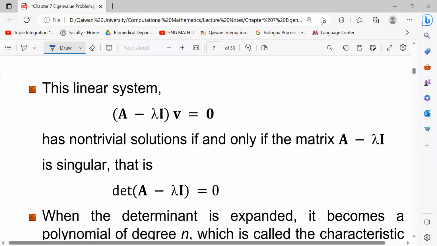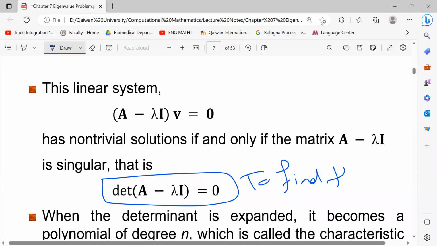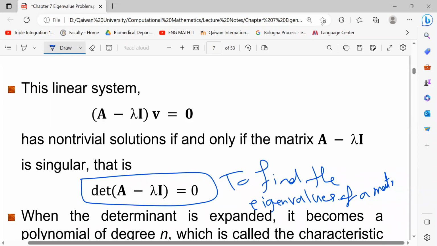Now, to find the eigenvalues, the values of lambda, for a given matrix, we use this formula to find the eigenvalues of a matrix. DET means determinant. We studied how to find the determinant of a matrix.